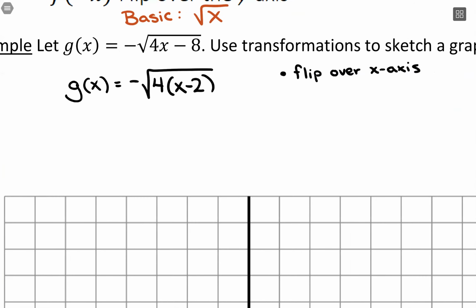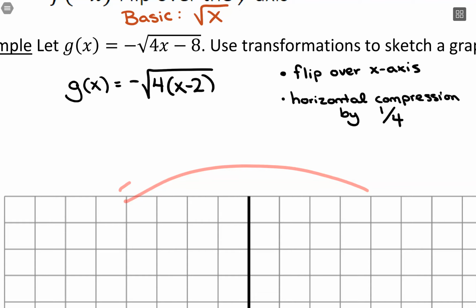Then we have that 4 multiplying. So that's going to be a horizontal compression, because the horizontal kind of works the flip of how you think it would. So this would be a horizontal compression by, and then you use 1 over the number. So this is by 1/4. So thinking horizontally, all distances, I want to shrink them by 1/4.